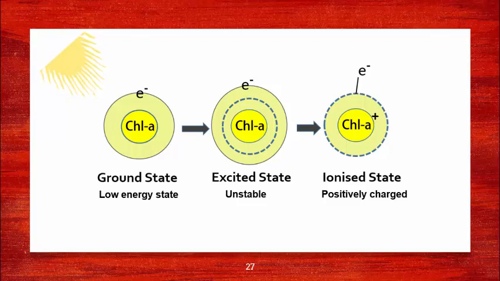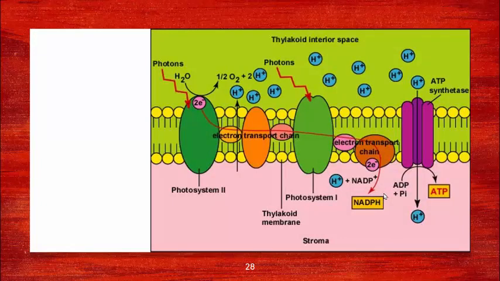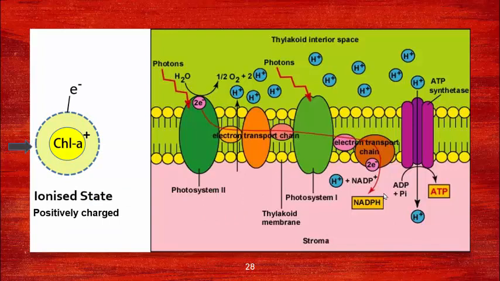Excited state is highly unstable. It remains for 10⁻⁸ seconds and the excited electron returns back to its original orbit, during which fluorescence is given out, and at this stage the chlorophyll A becomes positively charged. Positively charged chlorophyll A is also known as ionized chlorophyll A. The expelled electron contains high energy which moves through photosystem first and photosystem second, and it is conserved in ATP molecules.